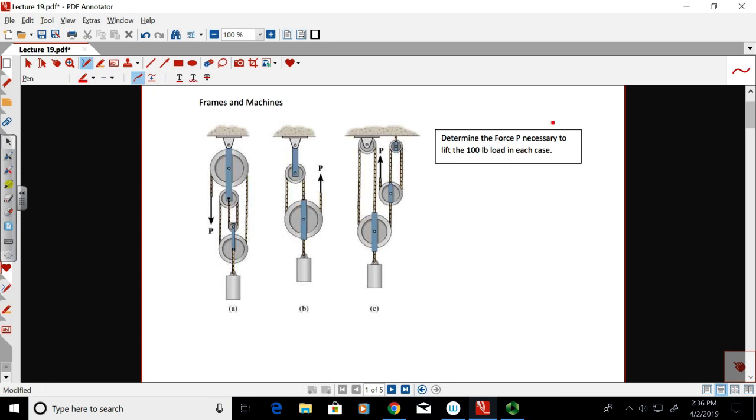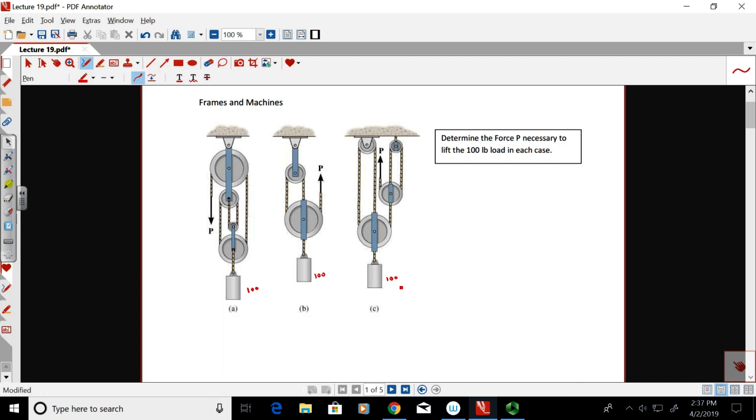We've got here three pulleys, and it says, determine the force P necessary to lift the 100-pound load in each case. In each case there's a force P that's necessary to lift this, and in each case they're different. So how do we do this? How do we analyze the forces in a pulley system?